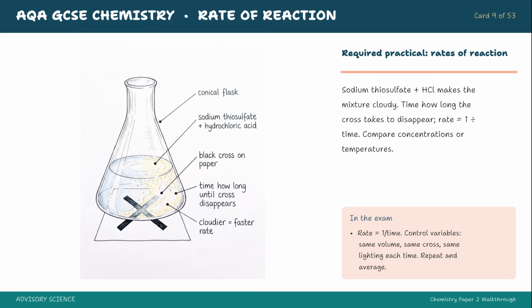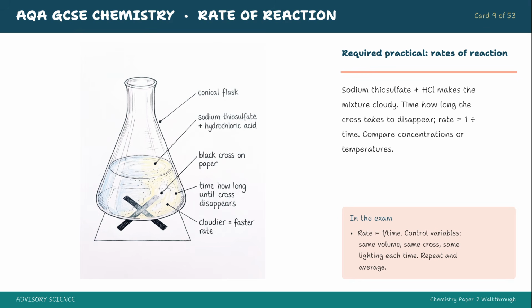To measure the rate, you place the reaction flask over a piece of paper marked with a black cross and time how long it takes for the cross to completely disappear. A shorter time means a faster reaction rate. You repeat this process while changing the concentration of the sodium thiosulfate to investigate its effect.